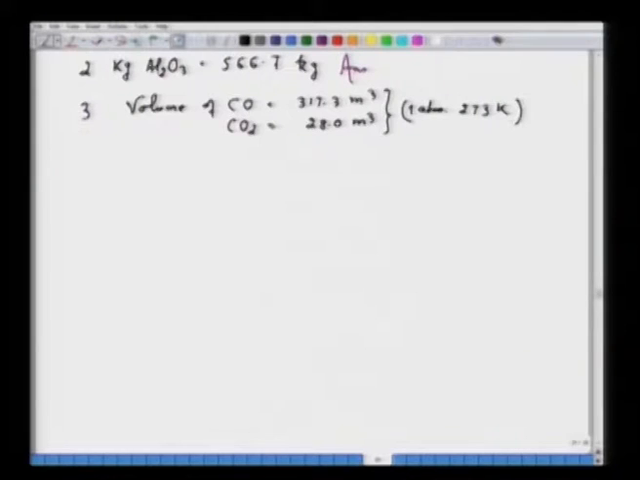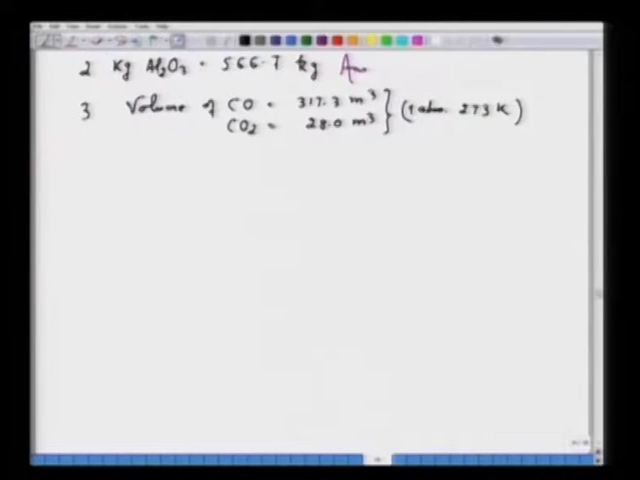You always make a habit that whenever you report the volume of the gases, please mention pressure and temperature. Without mentioning of both, the expression of volume has no meaning at all. So, this is the answer solution for question number 7.